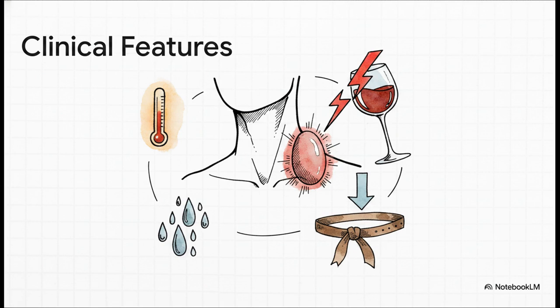And here's a highly specific, classic clue that examiners absolutely love to throw at you: alcohol-induced lymph node pain. It's relatively rare in the real world, honestly, but if a test question mentions a patient whose swollen lymph node aches after having a glass of wine, boom, you are looking at Hodgkin lymphoma.